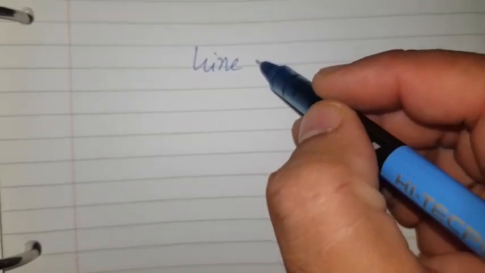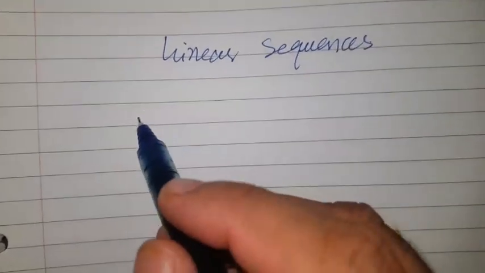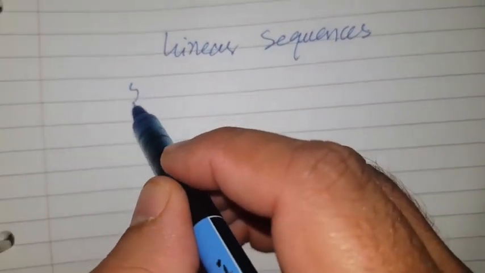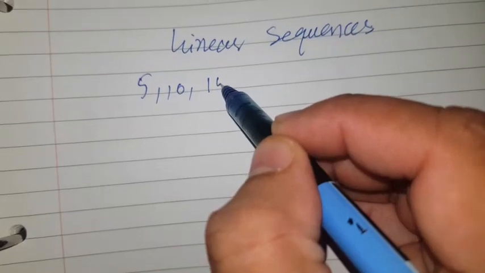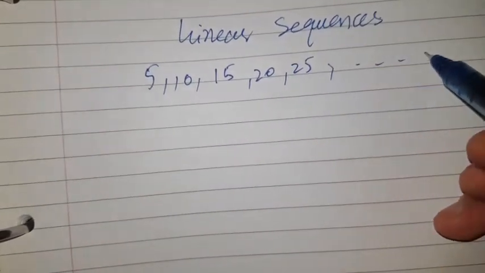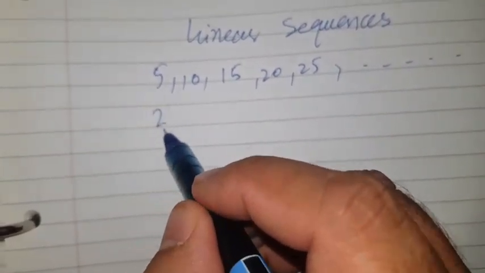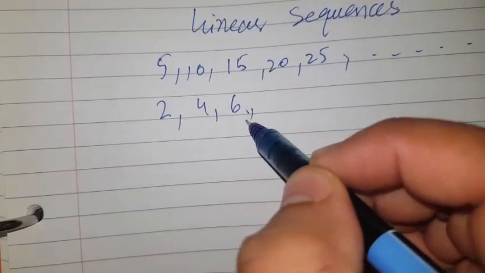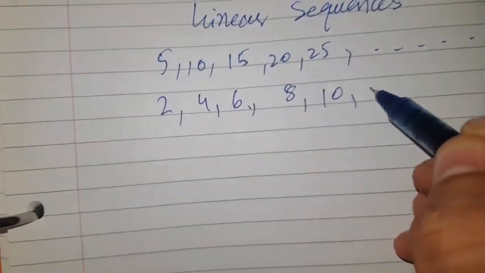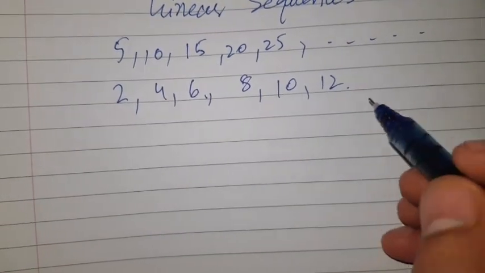Today we are going to work with linear sequences. Linear sequences are sequences where we do not have irregular differences. For example, if I put here 5, 10, 15, 20, 25, you can easily identify the next 5 or 10 terms. That's not a big deal. Here, for example, 2, 4, 6, 8, 10, 12. Again, it's not hard for you to find out the next few terms.